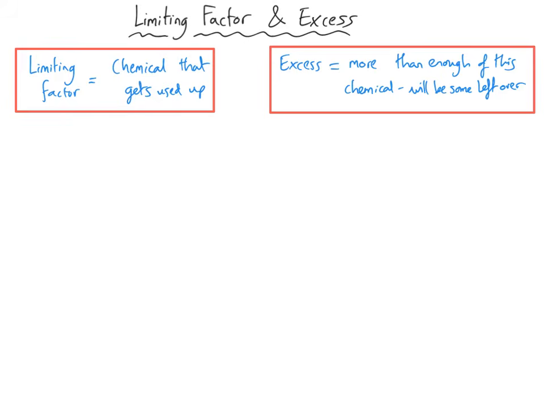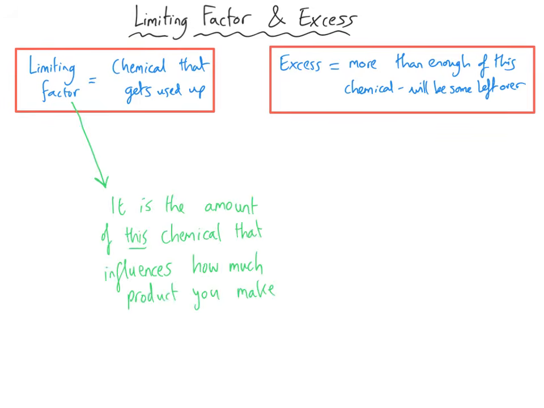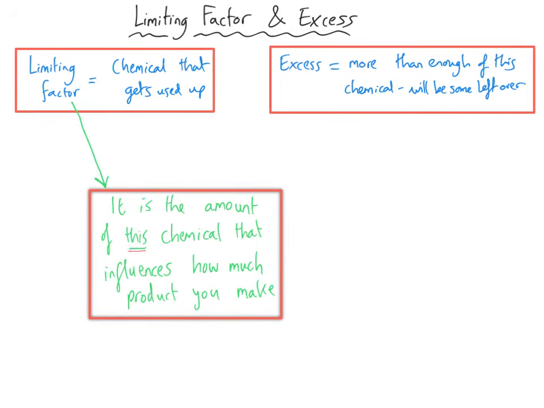Let's take it up a level now and start talking about two quite complicated terms, limiting factor and excess. Now, the limiting factor is the chemical that gets used up completely because there isn't enough of it, and the amount of that substance that you have limits the amount of product that you make. That's why it's called the limiting factor, because its quantity directly influences the amount of product that you can make.